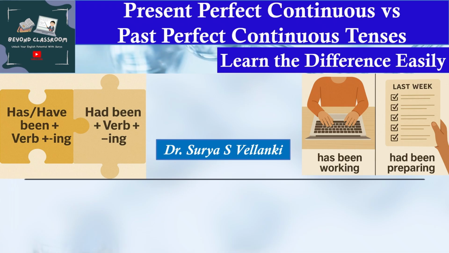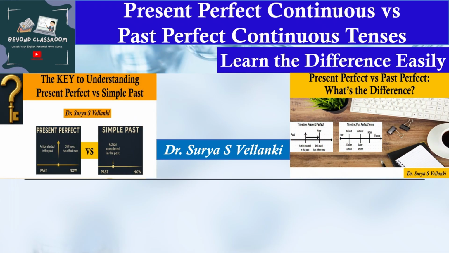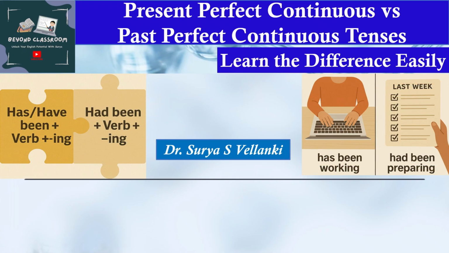In previous lessons, we saw how the present perfect connects the past to the present, and how the past perfect connects one past action to an earlier past action. In this lesson, we are going to take that understanding a step further. We'll focus on the continuous forms, the present perfect continuous, and the past perfect continuous.